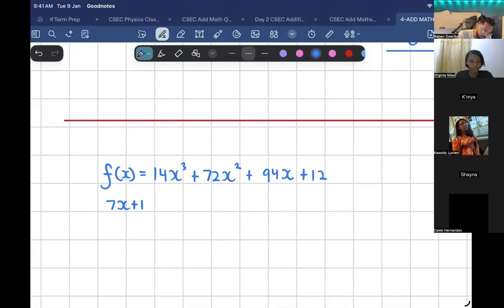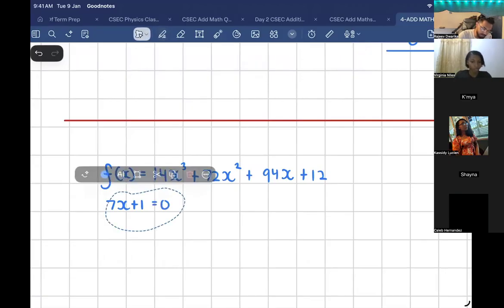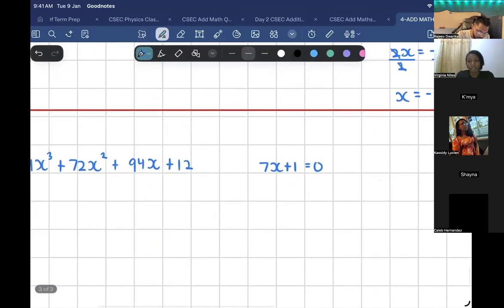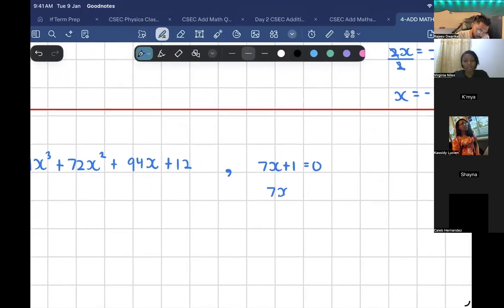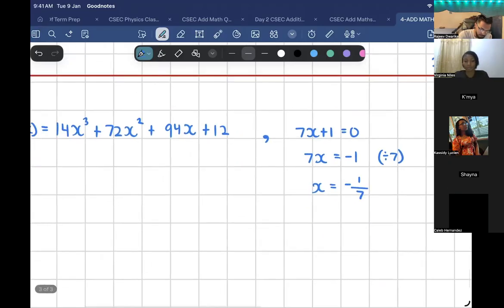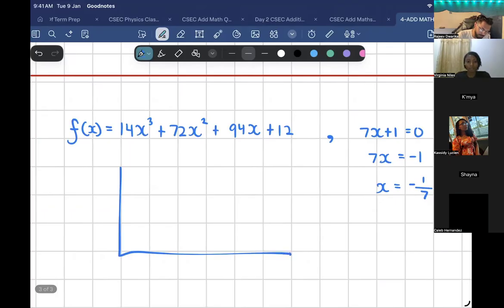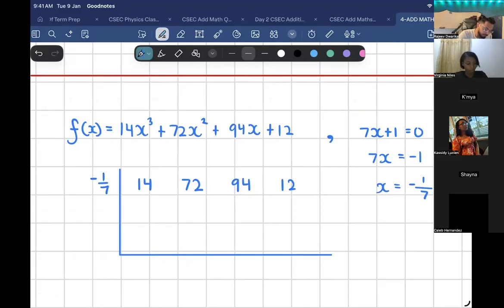So the first thing, I'll put this equal to 0, and then I'll do what? Find the value of x. Bring the 1 across and divide, so it'll be negative 1/7. So I divided throughout by 7. And so when we're doing synthetic division, we'll say 14, 72, 94, and 12, with minus 1 over 7. So we're going to bring down the 14 and then do what?